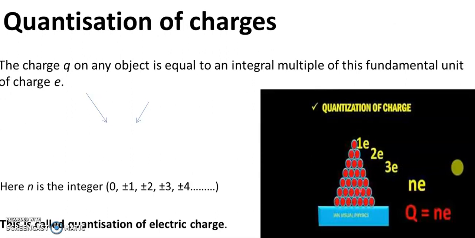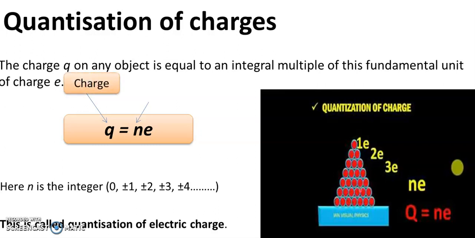Quantization of charges. This is the third property. The charge q on any object is equal to an integral multiple of this fundamental unit of charge e. So for this quantization of charges, we have the formula: Q is equal to n e. Here Q is the charge, n is an integer, and e is the fundamental unit of charge.